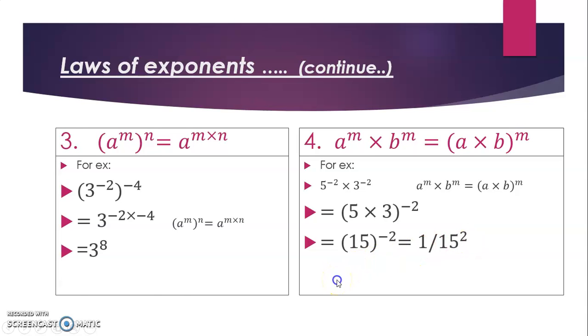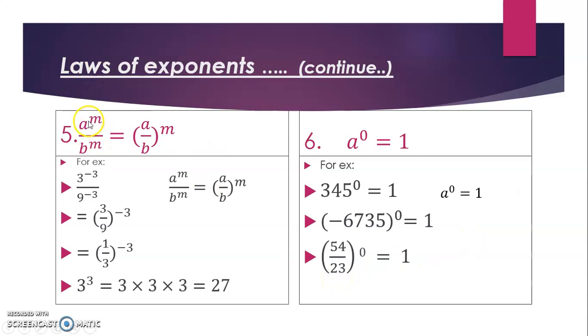Okay, let's see other laws. Another law is the division law, where a raised to the power m is divided by b raised to the power m. So you can see again the exponents are the same, but the bases are different. In that case you can divide the bases, that is a divided by b, and you can keep again m. First you can divide a by b and keep the exponent outside the bracket.